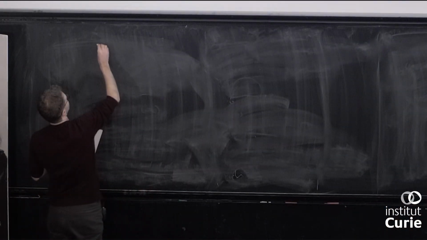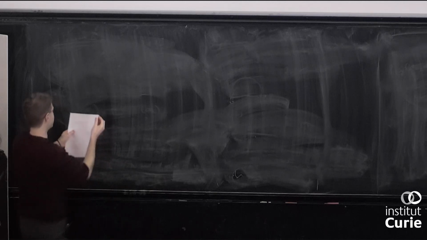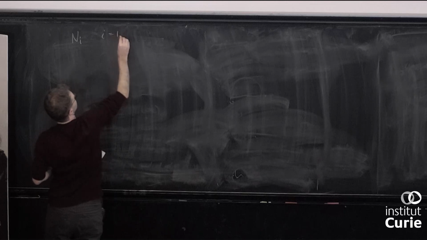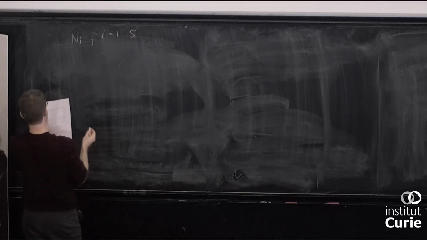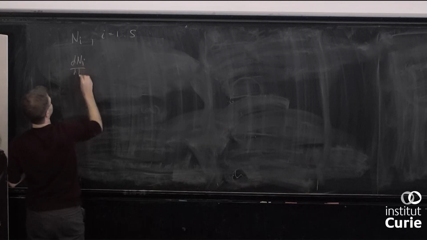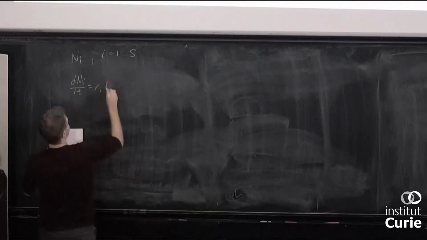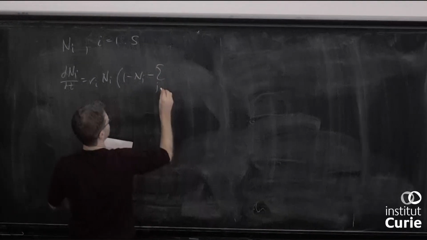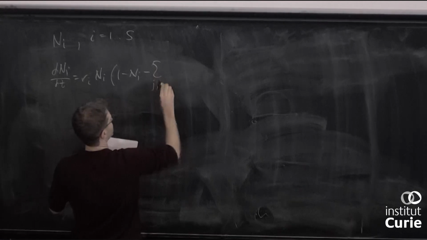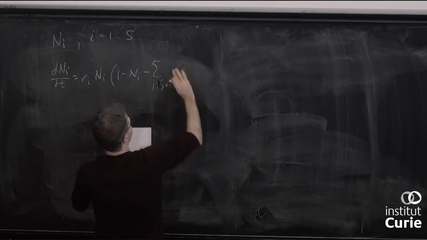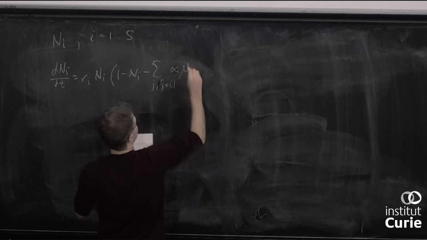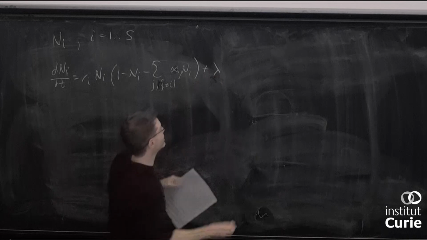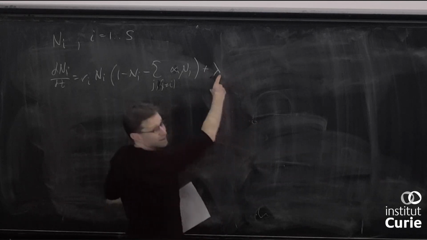Let me write down the equation of the dynamics, the equation of motion. I remind you that I have these n_i's, where i is the number of species from 1 to S. And so I have that dn_i/dt is r_i n_i (1 minus n_i minus the sum over j different from i of alpha_ij n_j) plus this number lambda here, which is the migration. It might depend on i, it might not, it doesn't matter.